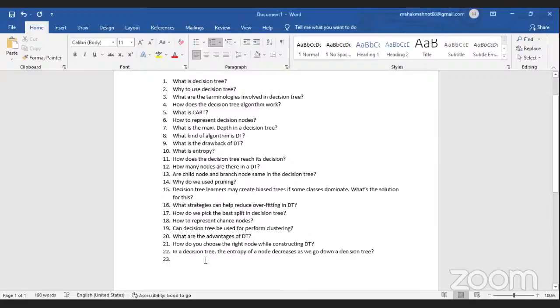What is the depth of a decision tree? Depth means how many splits it will take.